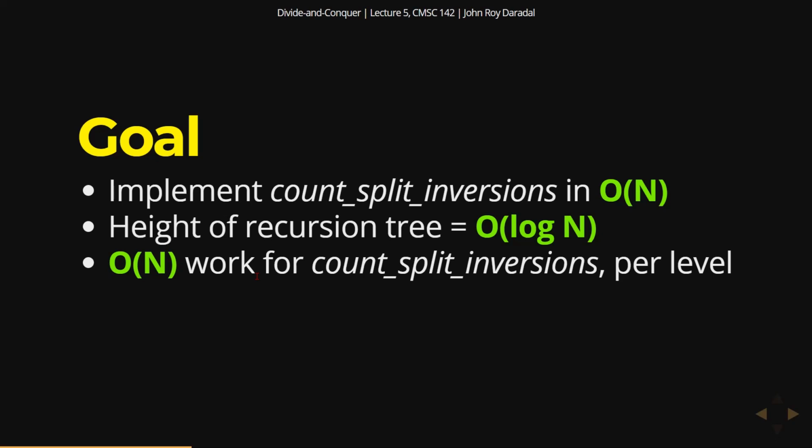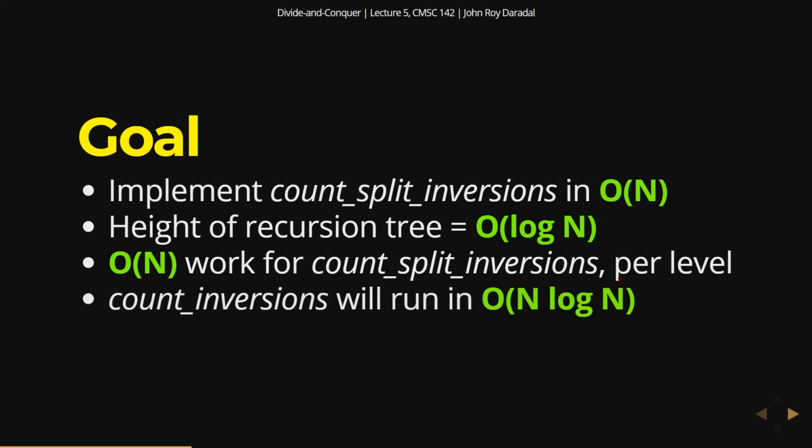And then we'll be doing O of n work for count split inversions per level if we can implement it in O of n, so that our total running time would be n log n if we do O of n work per level and there are log n levels. Okay, so n times log n would be n log n. That would be our goal.